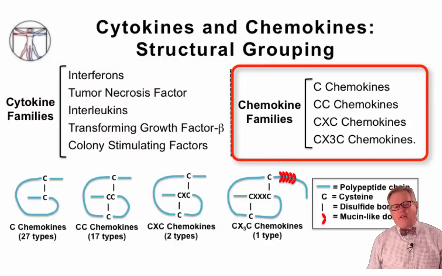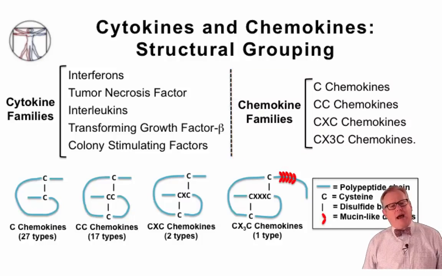On the right-hand side are the chemokine families, the C, the CC, CXC, CX3C chemokines. They're named this way because of their structural similarities that are shown at the bottom. For me, I have difficulty remembering the cytokines and chemokines based on their structures, and it's much easier to remember them based on a functional grouping approach.